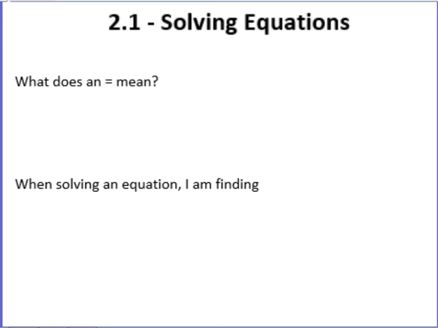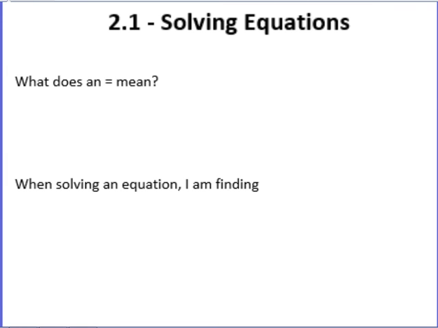Alright, here we go with the video on 2.1, which is solving equations. Now, we went through these notes in class, so if you're watching this video, I'm assuming that you either were absent or you're just going back to review a couple of the examples and clarify some things.